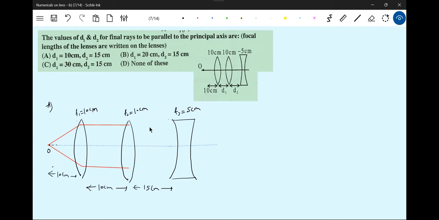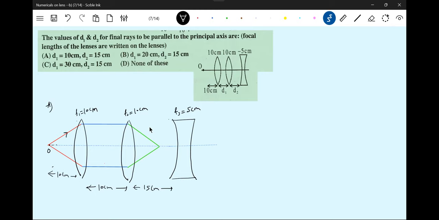Now, if the rays are incident parallel on this, so they should converge where? They should converge at... and show different colors, they'll become parallel. Now, after that, they should get focused at 10 centimeter.